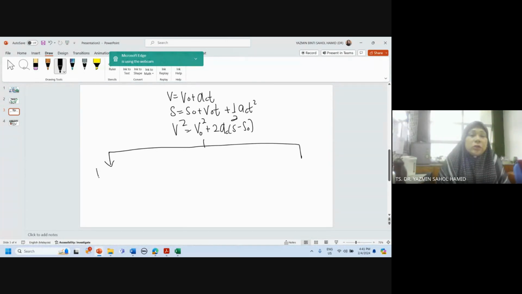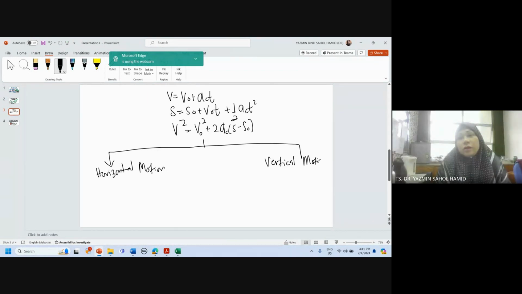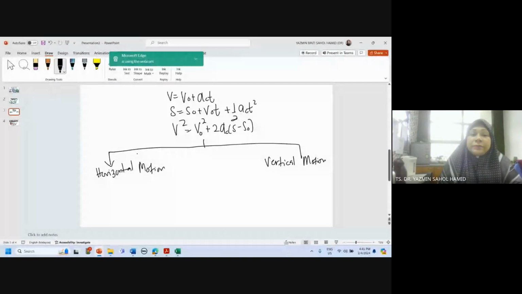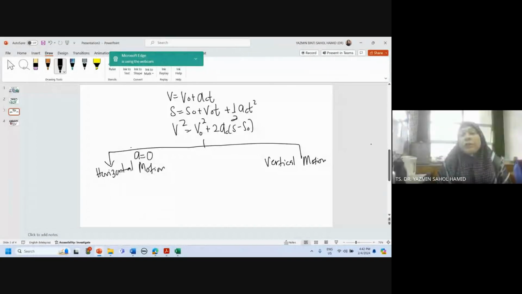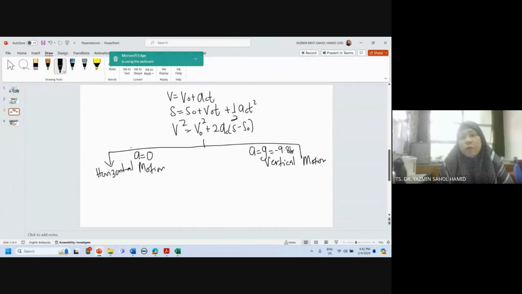So let's say we have the horizontal motion. And then secondly, we have the vertical motion. Okay, horizontal motion and vertical motion. For the horizontal motion, as I mentioned just now, what is the acceleration? Do you have any acceleration in horizontal? No. So the acceleration will be equals to zero. But in the vertical motion, do you have the acceleration? Yes. Which is equals to negative 9.81 meters per second squared.